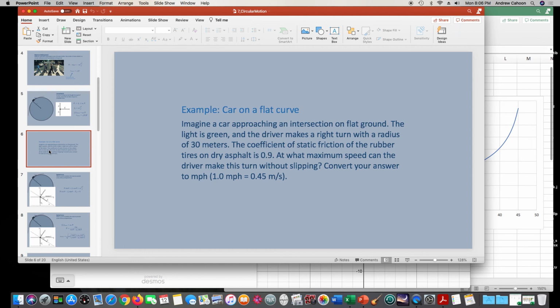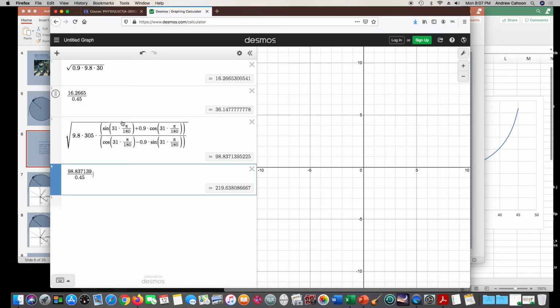The question does ask to convert your answer to miles per hour, and 1 mile per hour is 0.45 meters per second. So if I divide by 0.45 meters per second, we get an answer of 36 miles per hour. So you can go up to 36 miles per hour around a curve like this before the tires start to slide.